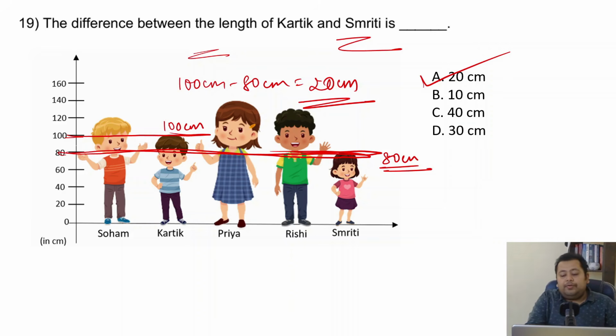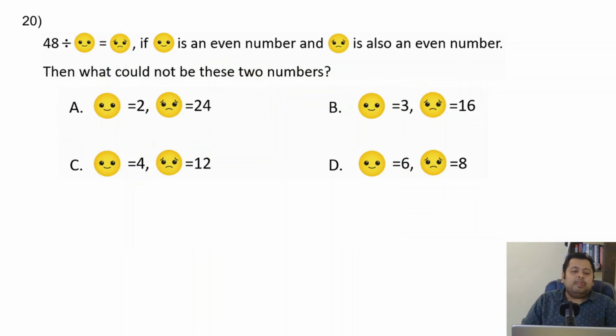Let's now move to question number 20. This is the last question in the mathematical reasoning section. 48 divided by a happy smiley is equal to a sad smiley, right? If the happy smiley is an even number and the sad smiley is also an even number, then what could not be these two numbers? Very simple one. Just look at the options and you will find what cannot be these two numbers. The other three can be these two numbers, but this one cannot.